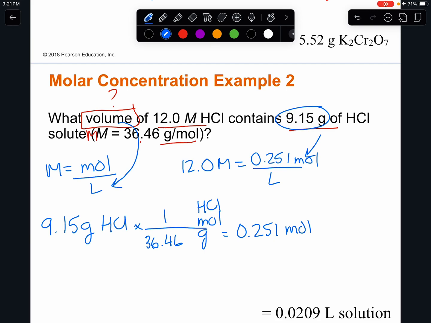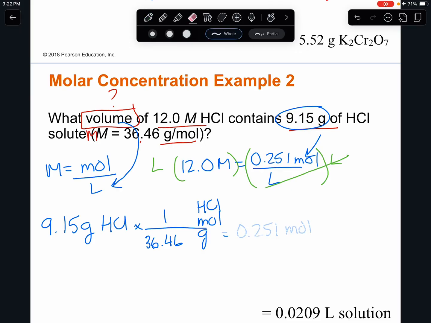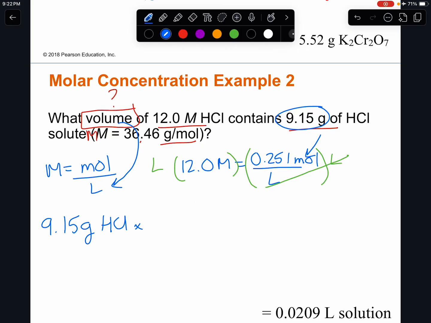And I'm looking for liters. Now this is the hardest for students to solve, so I'm going to go ahead and show you step by step how to solve this. When I want to find a variable on the bottom, I need to get it out of the denominator spot. So since it's being divided by, I'm going to multiply both sides by that variable. Okay, so then let me erase a little so I give myself a little bit more room here. Then my new equation ends up being liters times 12.0 molarity, I came down from here, equals 0.251 moles. Okay, so all I did was get that variable out of the bottom.